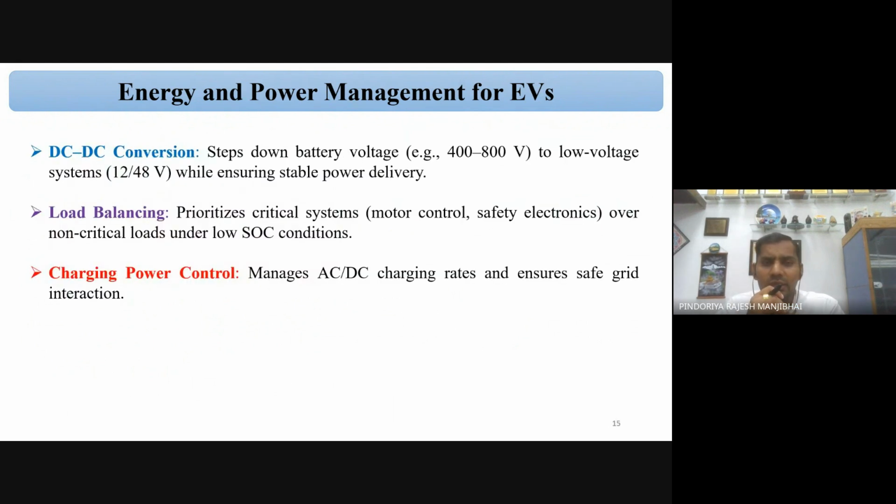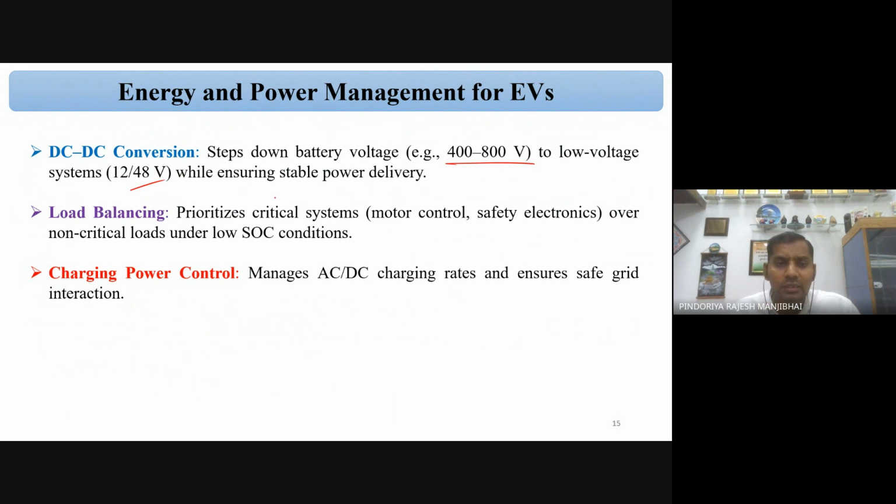DC to DC conversion is simple. Because we have a DC supply, and suppose you want to change the level, maybe 10 volt to 20 volt, maybe 400 volt to 800 volt, then you can use the DC to DC converter. So you can see this is 400 to 800 and 12 to 48 volt.